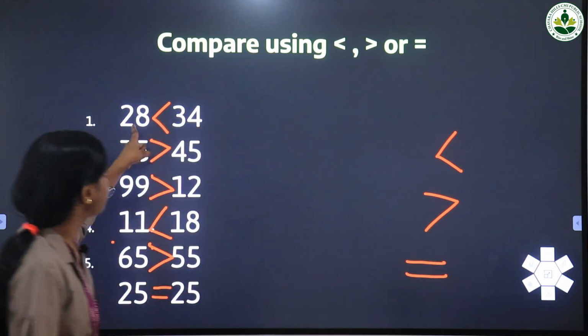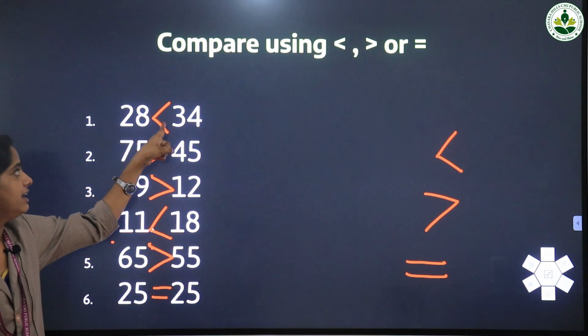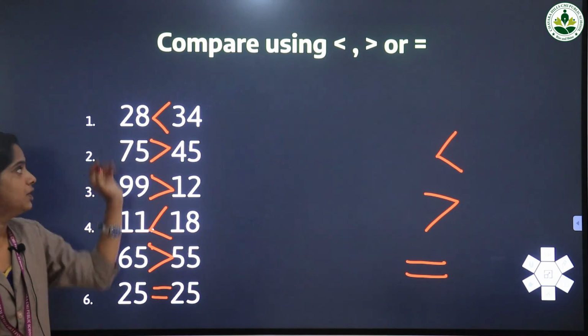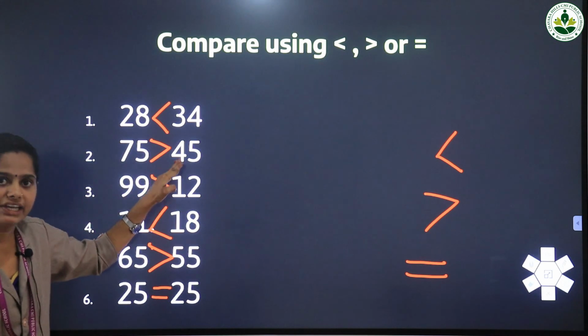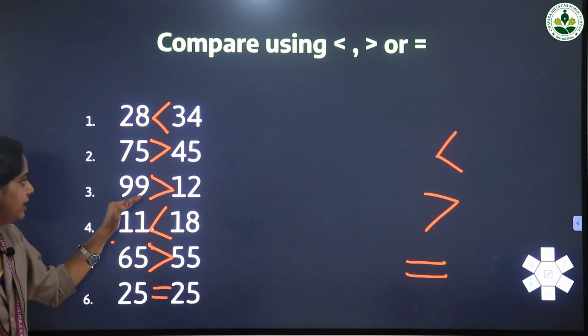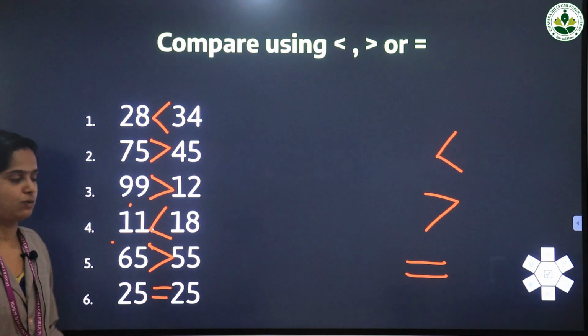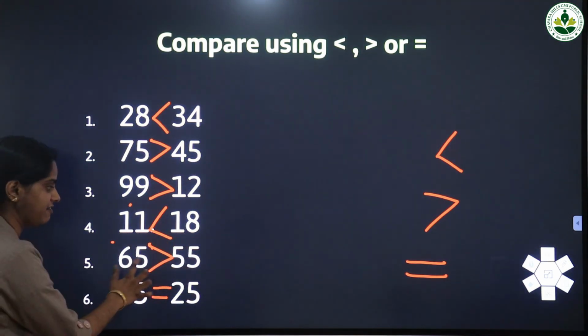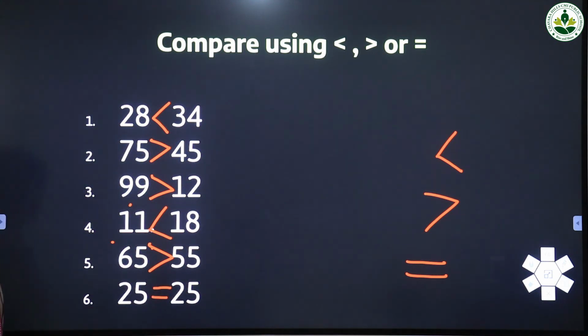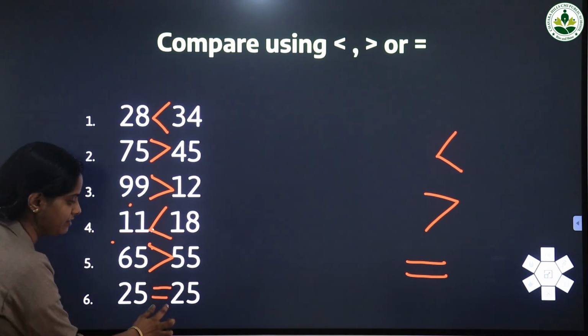Okay, this is 28 less than 34. 75 greater than 45. 99 greater than 12. 11 less than 18. 65 greater than 55. 25 is equal to 25.